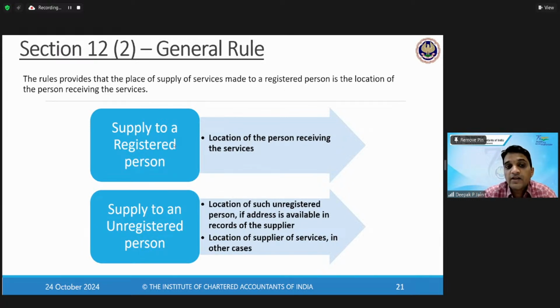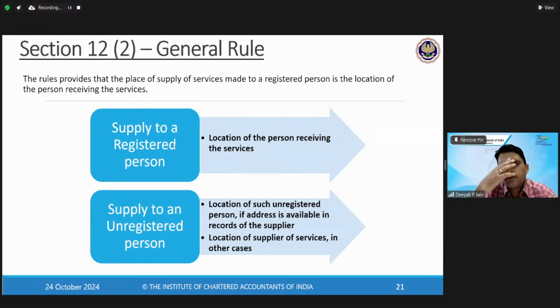When I am supplying to a registered person, the place of supply is the location of the person receiving the service. What is the location of the person receiving the service? We know the definition of location of recipient. Those who have missed the class, go and refer back to that video and see the definition of location of recipient. Location of the recipient is the location of address on record. So he is registered in Tamil Nadu, the place of supply will be Tamil Nadu.